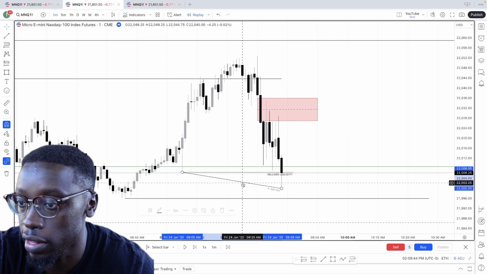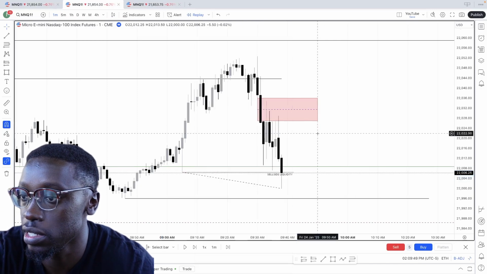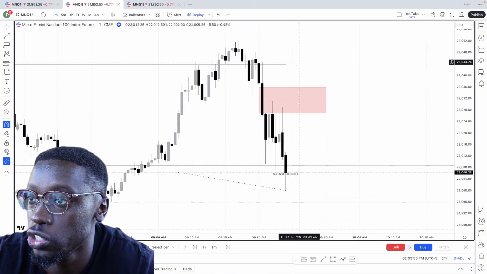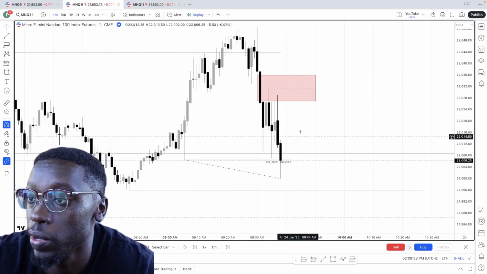So that essentially meant that we had an SMT divergence with the NASDAQ and the S&P. I'm sorry, the NASDAQ and the S&P 500, because the S&P was still trading up here while the NASDAQ was down here. That is a very bullish indication, meaning we could definitely go higher.